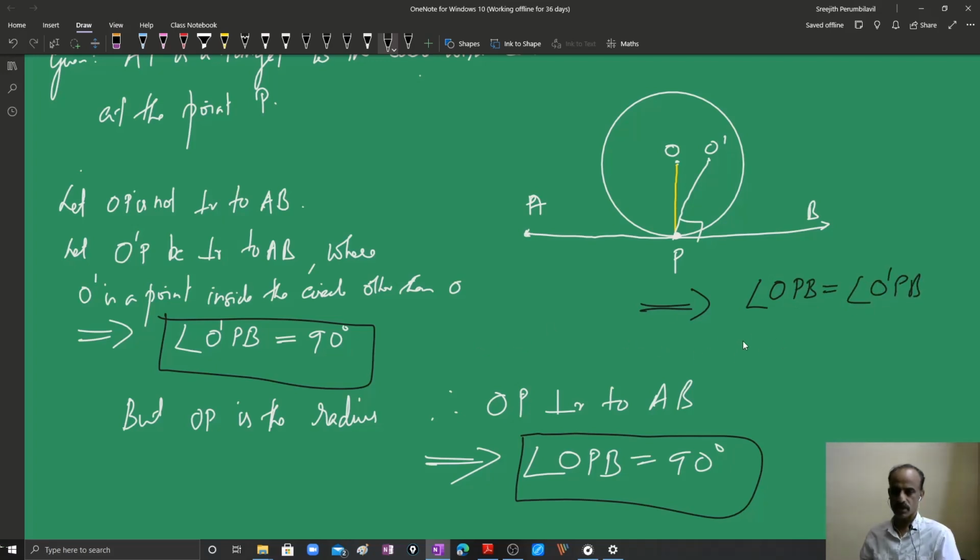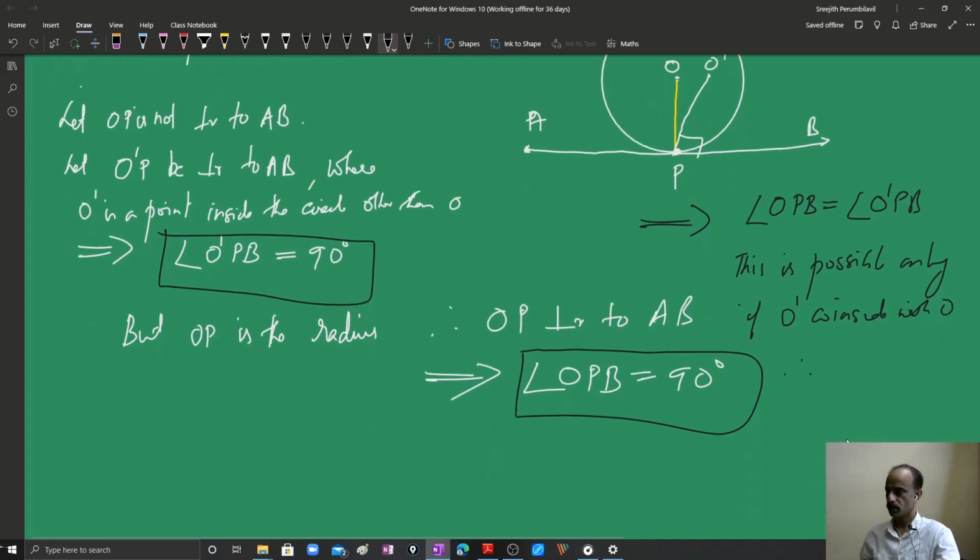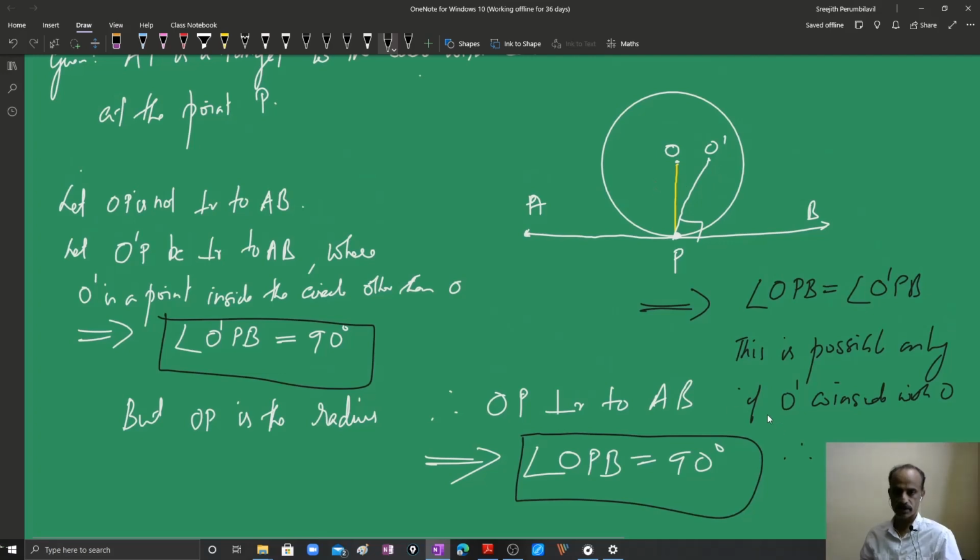This is possible only if O coincides with O dash. Therefore, this is possible only if these two points coincide.